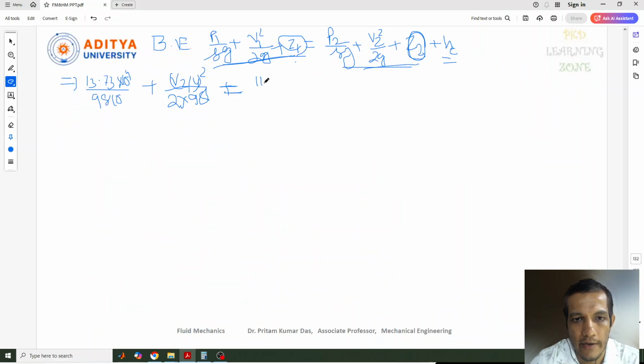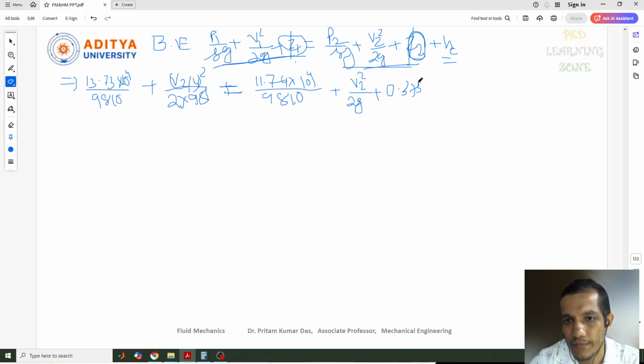So let's write down 11.77 into 10 to the power 4 divided by rho g, again 9810, plus V2 square by 2g. The V2 square we keep as usual. Z1 and Z2 already cancelled, so no need to write. The HC value we put here as 0.375 V2 square by 2g. Okay, so this is the equation. Now let's solve it one by one.